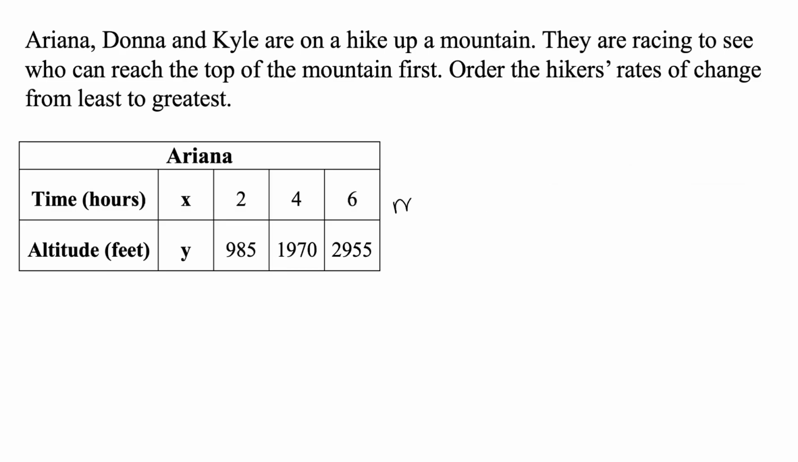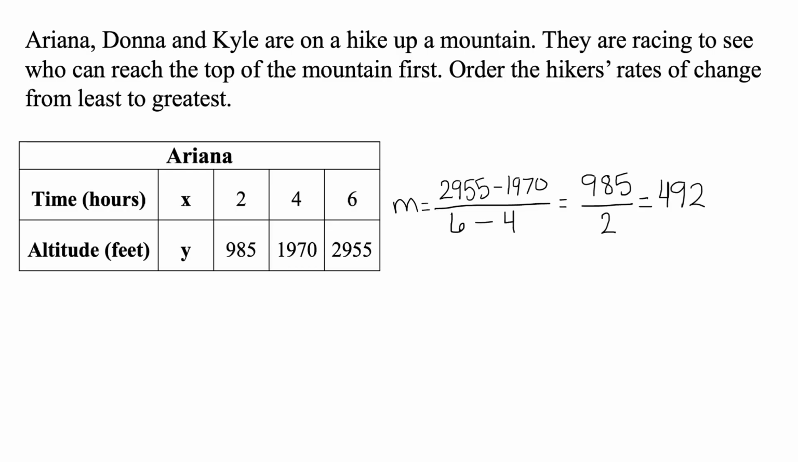Ariana's slope is 2,955 subtract 1,970 divided by 6 subtract 4. 2,955 subtract 1,970 equals 985. 6 subtract 4 equals 2. 985 divided by 2 equals 492.5.